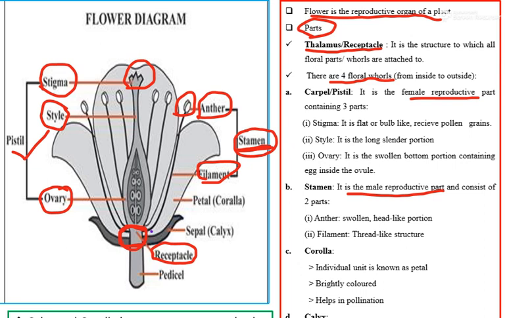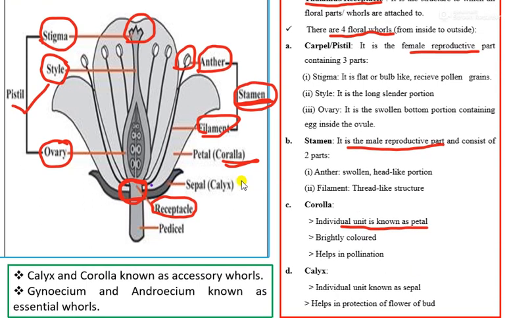Now let's move on to the third floral whorl. The third floral whorl is the corolla. The individual unit of a corolla is known as petal. I have marked it this way. How many petals do you see in this flower? There are 3 petals. 1, 2, 3. In general the petals are brightly colored. They are very attractive, and because of that they help in pollination.